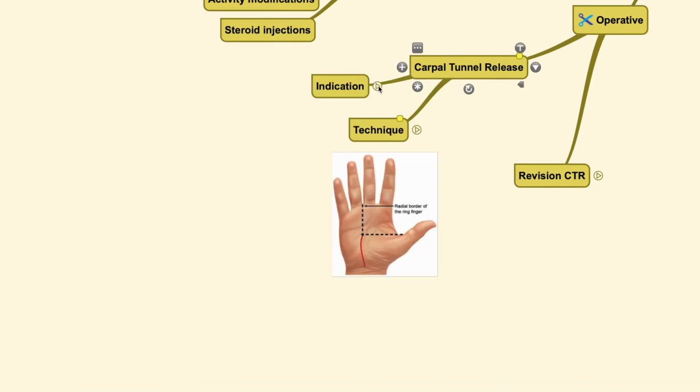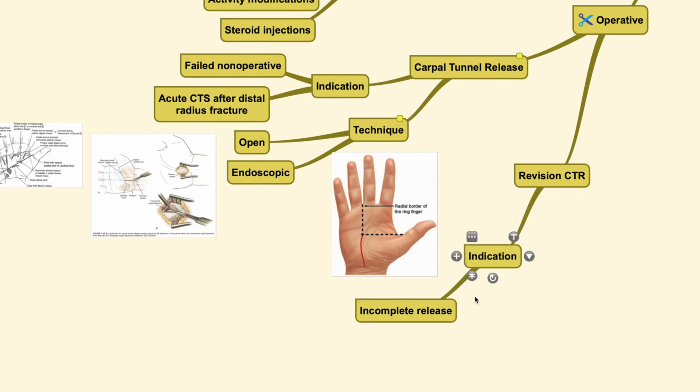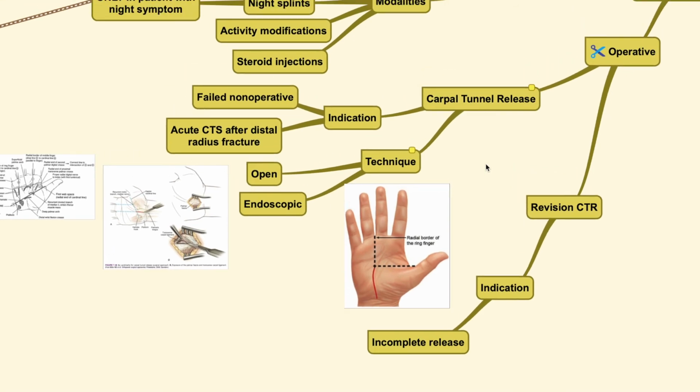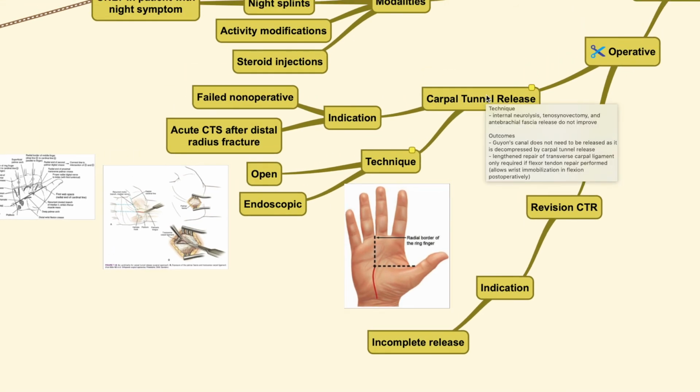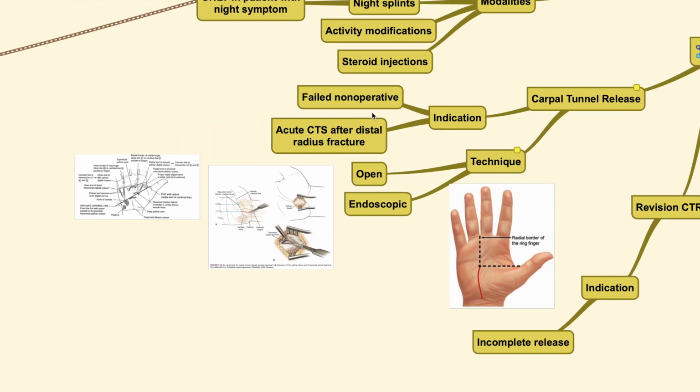The operative treatment should include carpal tunnel release and certain revision procedure if there is any evidence of incomplete release. The carpal tunnel release itself, usually the technique includes internal neurolysis. You also do the tenosynovectomy sometimes, but the indication is only reserved for failed non-operative patients, and the acute carpal tunnel syndrome found sometimes in distal radius fracture.